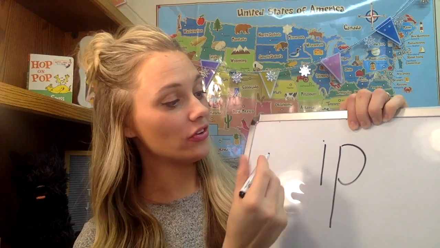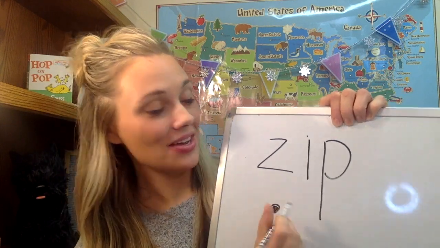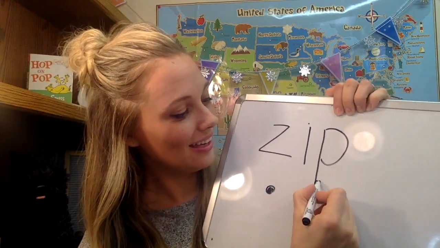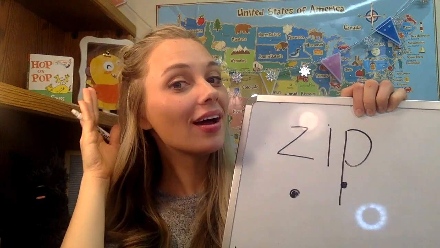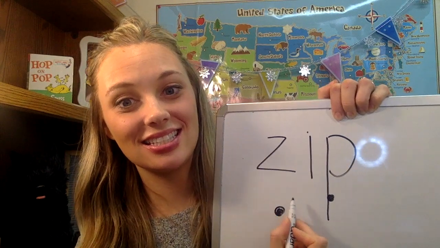Good. Now you're going to circle the Z and say Z. Z. Z. Ip. Ip. Zip. Good. Z. Ip. Zip. Good. Follow that pattern for the rest of those letter sounds.